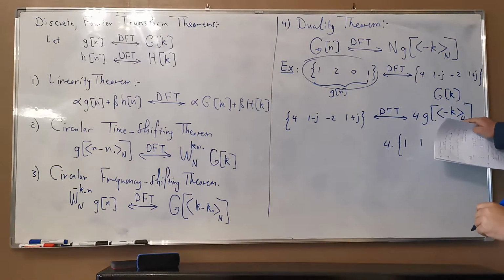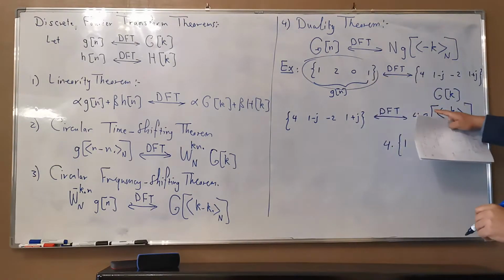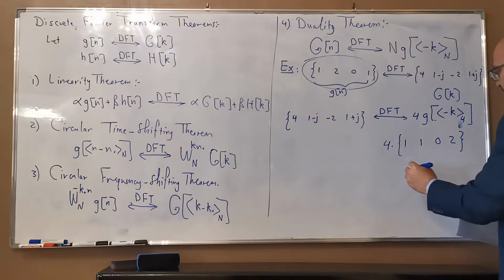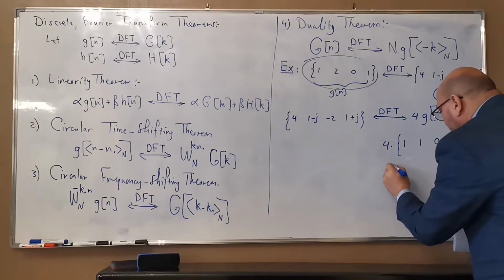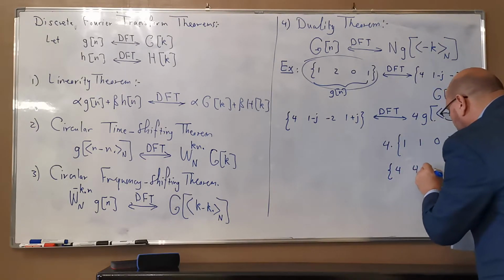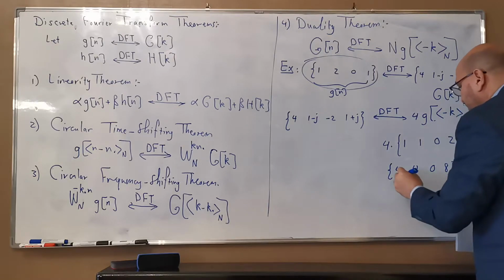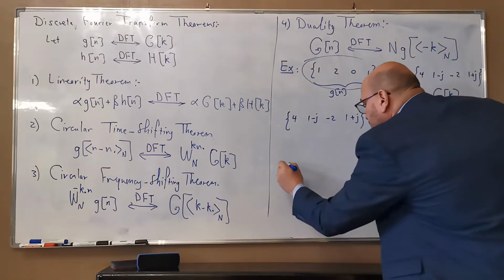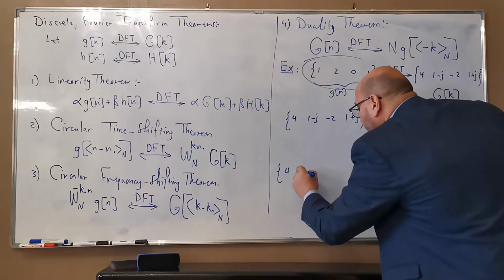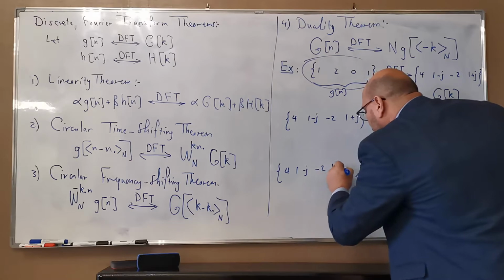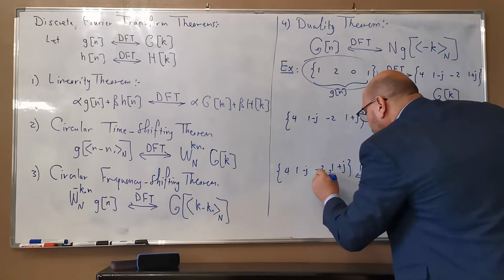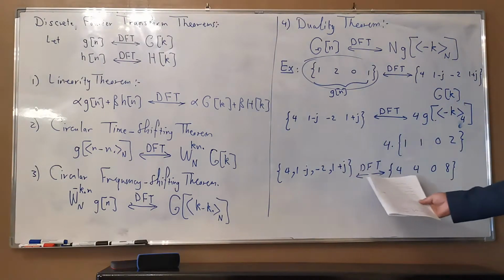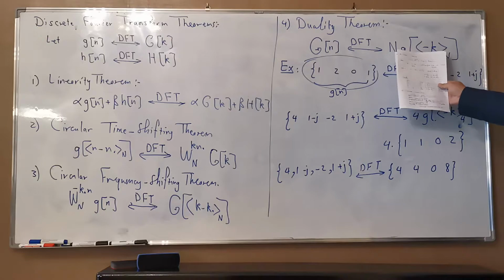So G of minus K modulo 4, you take this one and you do the flipping of this, and you get this answer, and it will be 4, 4, 0, and 8. So this is our DFT of the sequence 4, 1 minus j, minus 2, 1 plus j. Okay? So this sequence has the Fourier transform, and we did it through the duality theorem.